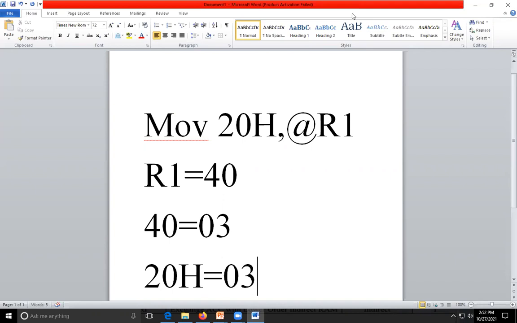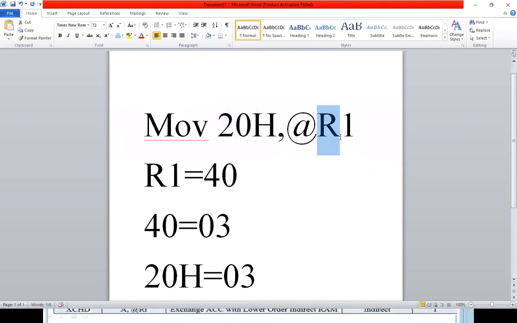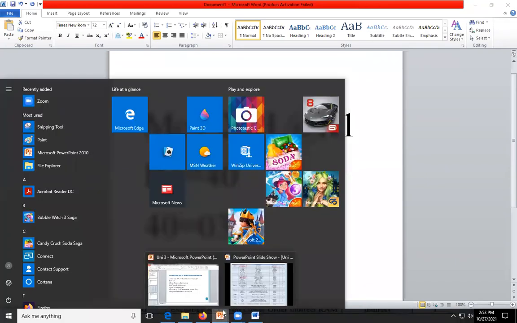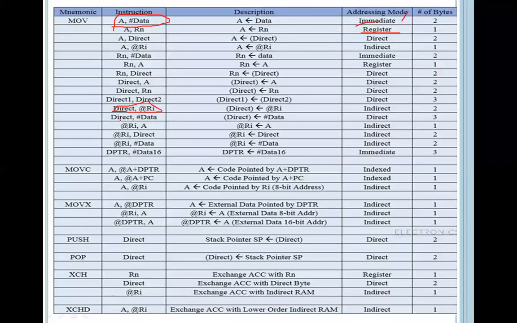So the meaning of this instruction is: MOV 20H, @R1. 20H is the location, and R1 is the register. The register contains the value 40, which is a location. At that location 03 is the value, and this 03 is transferred to the 20H location. So after execution of this instruction, what is the output? The output is 20H equal to 03. This is the meaning of this.